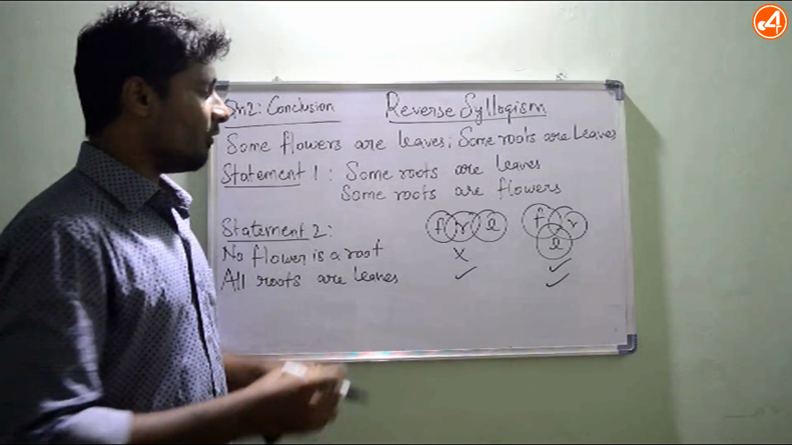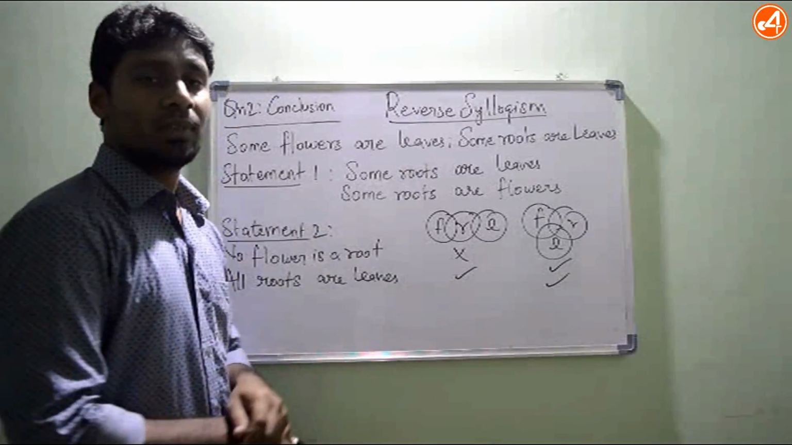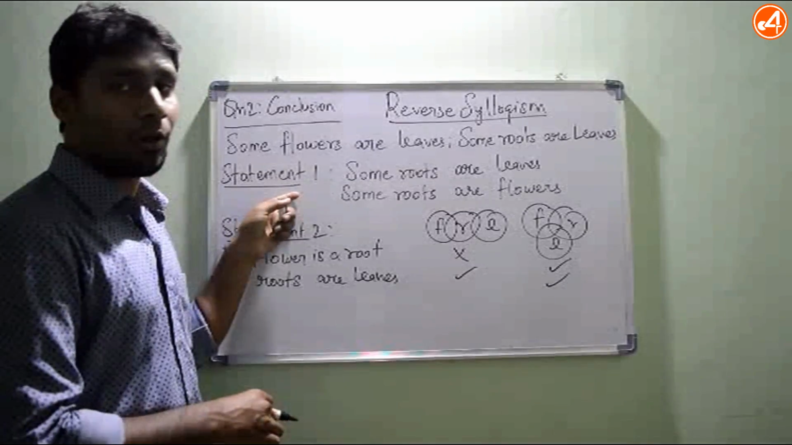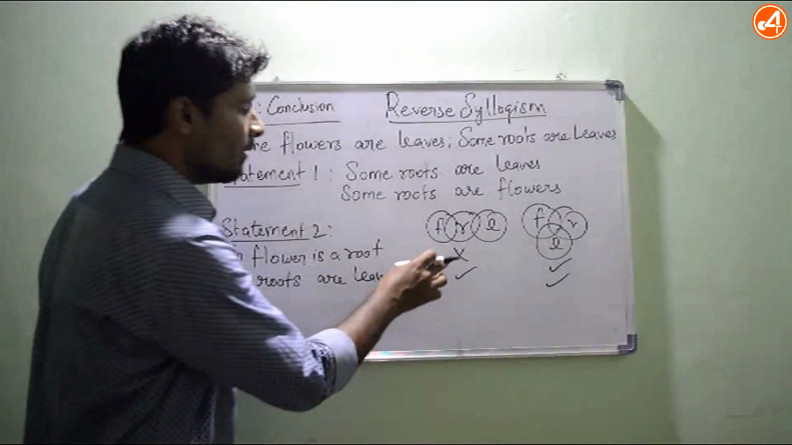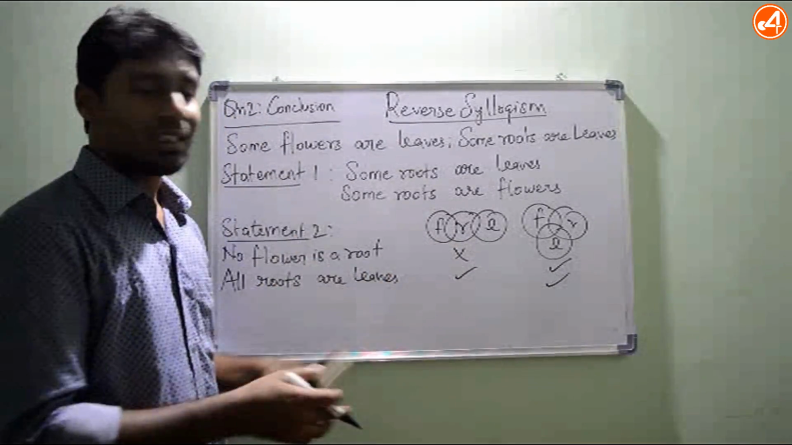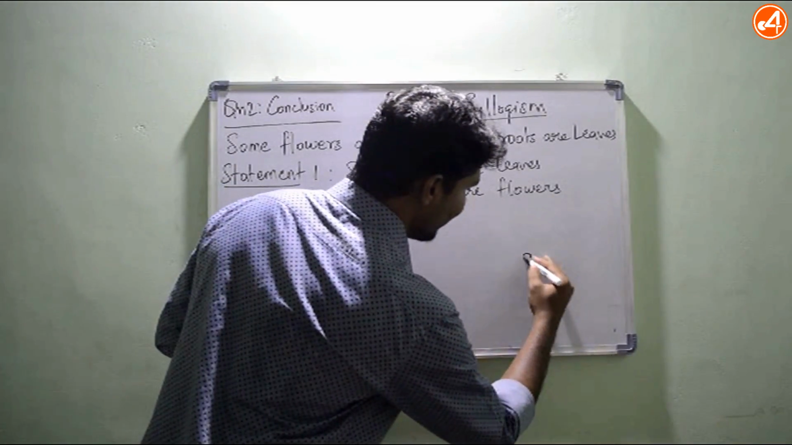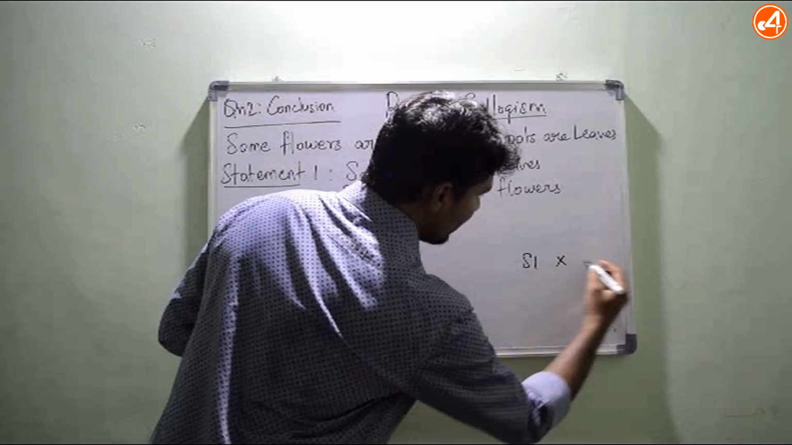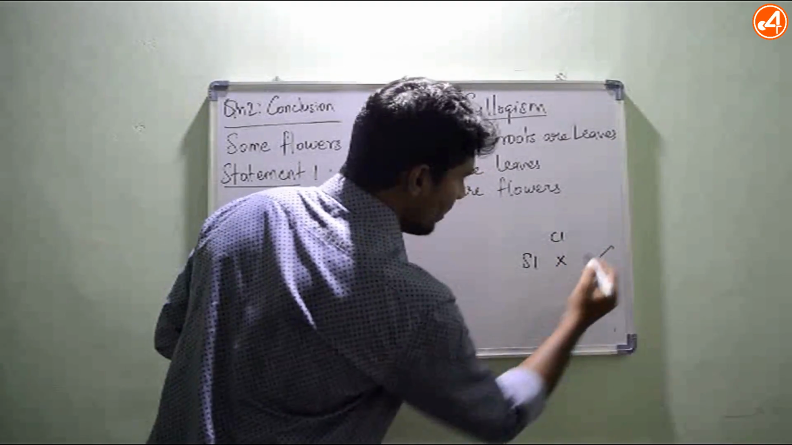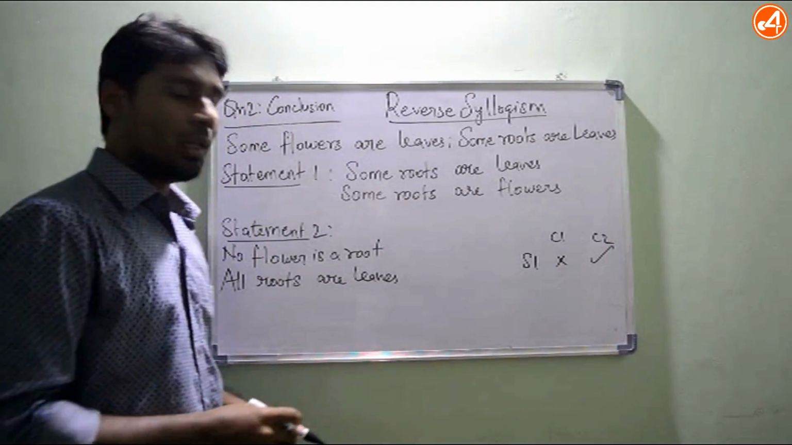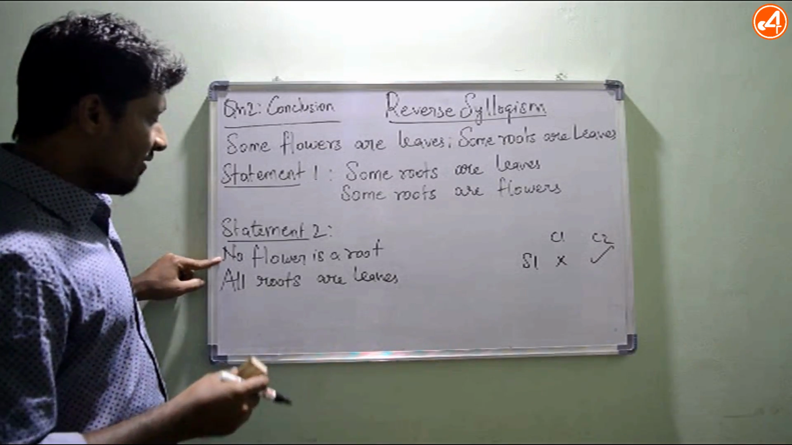So what do we go for with this conclusion? Either I can say statement 1 is getting followed. No, it is getting false in the first possible diagram. So I cannot go for this one. So simply statement 1 is not following. So statement 1 is false and true. Conclusion 1 is false, conclusion 2 is true. Got it?